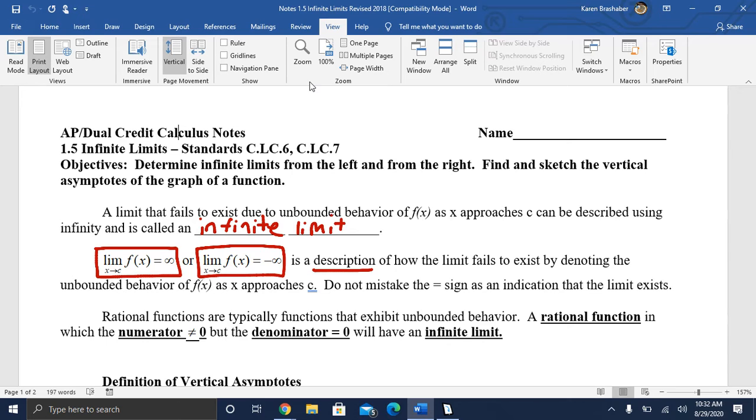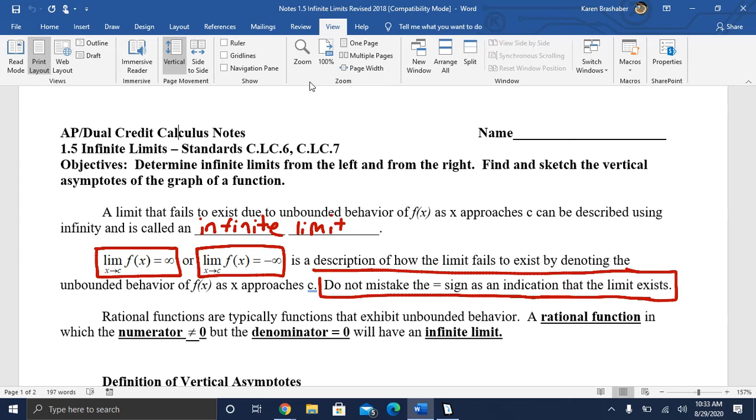So I want you to not think that I'm redefining what we said before. If a function goes off to infinity or is unbounded in either direction, the limit does not exist. However, we are describing what's going on. So please do not take the equal sign as an indication that the limit exists. It still does not exist. We're just describing what is going on.